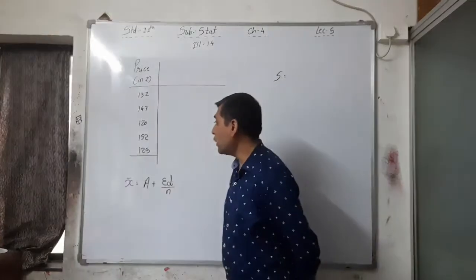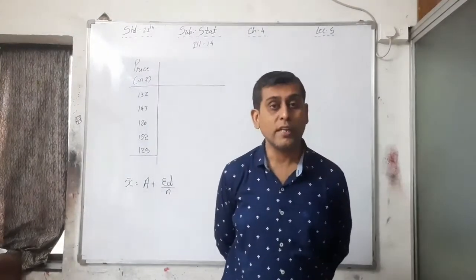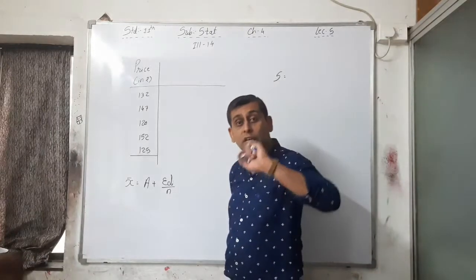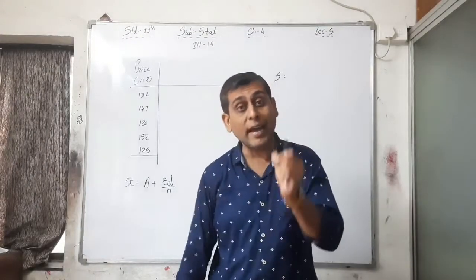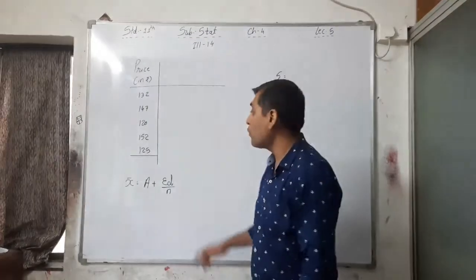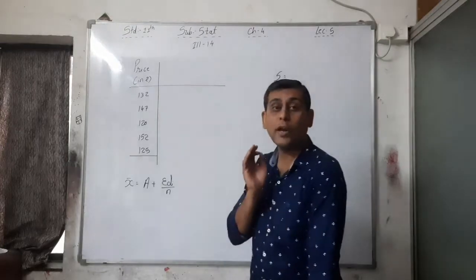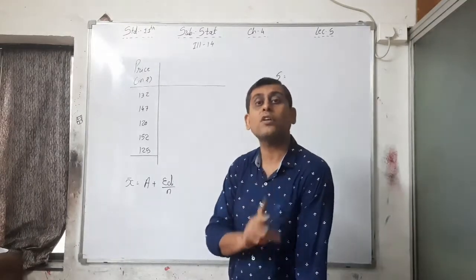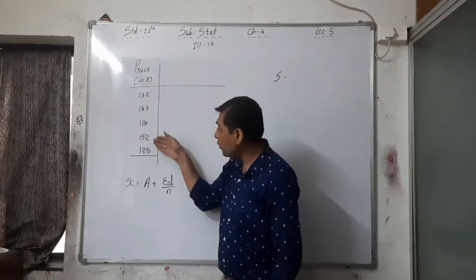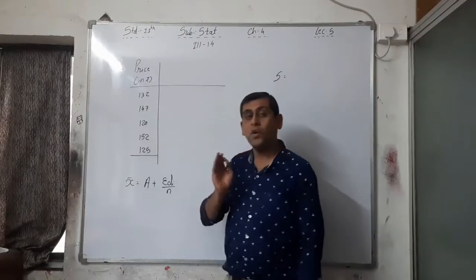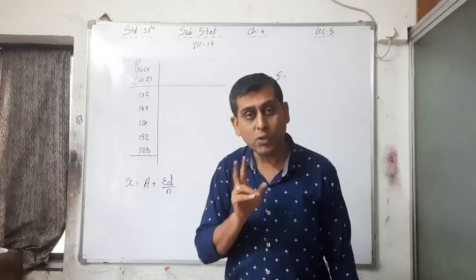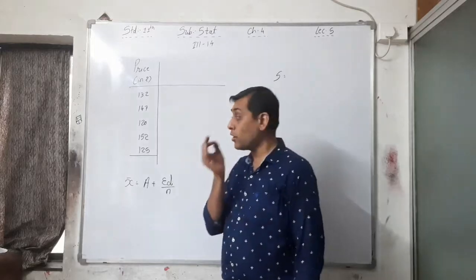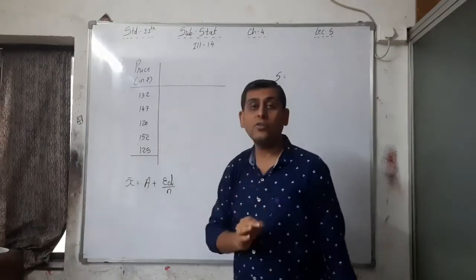Now see here, 272 divided by 2. What is your average? 136. So near 136 or exactly 136 you have to take for A. That is your assumed mean. How? The lowest amount of all the observations is 120 and the highest is 152. The total of these two divided by 2 is the average, and near that average we have to take an assumed mean.